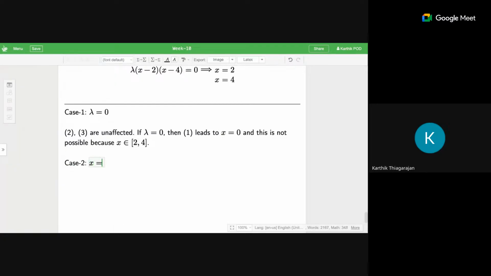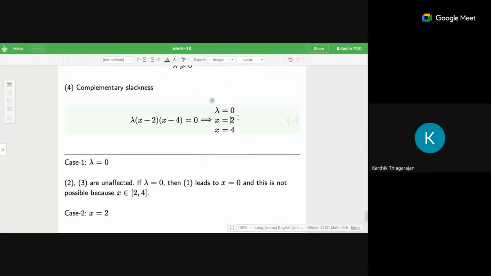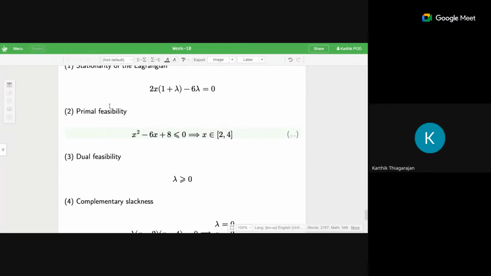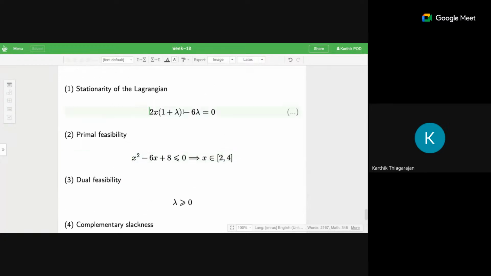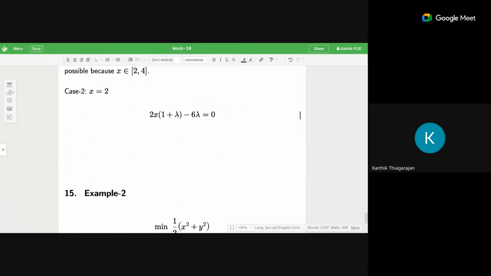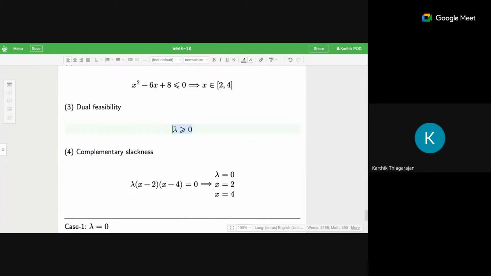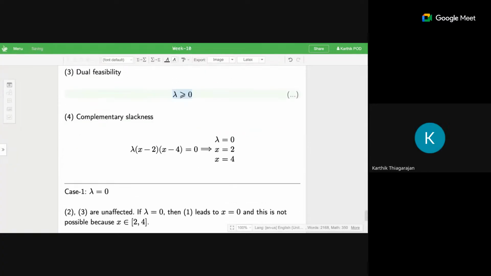So case 2, x equal to 2, which we know in hindsight is the correct solution, but we'll check. So x equal to 2, complementary slackness is anyway satisfied. Dual feasibility is not affected. Primal feasibility is satisfied. And if x equal to 2, what does lambda become? Lambda equal to 2. Since lambda is greater than or equal to 0, it does not affect the dual feasibility. That's fine, right?